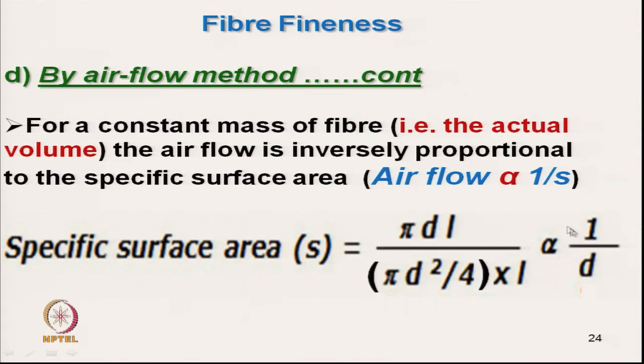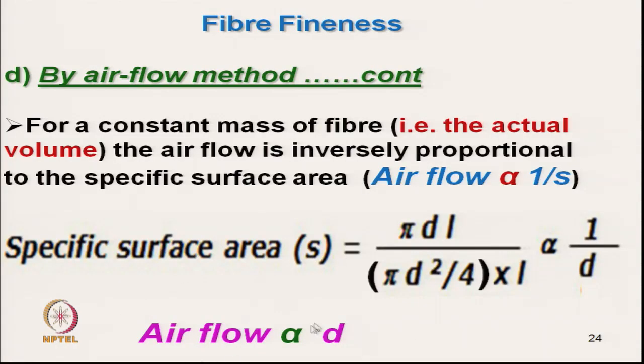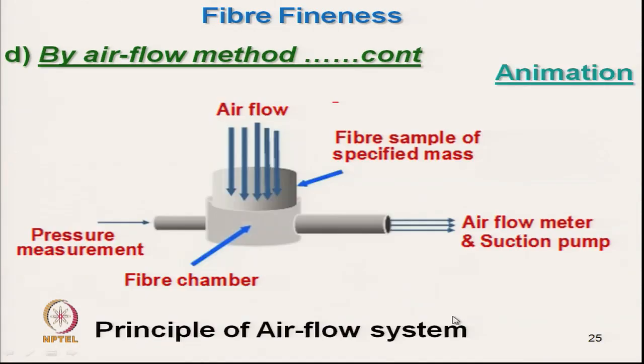So, if we see, the air flow rate is inversely proportional to the specific surface area, so the air flow rate will be directly proportional to the diameter of fiber. That means, the higher the diameter, the higher the air flow rate. So, in that way, if we can calibrate the instrument, we can directly get the diameter. So, air flow is directly proportional to the diameter.